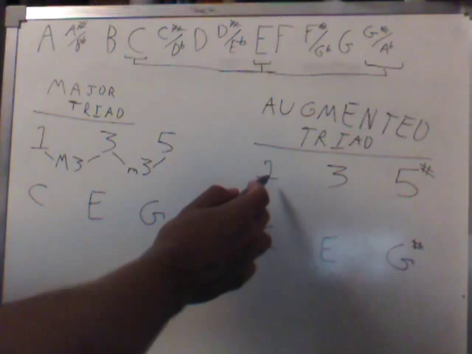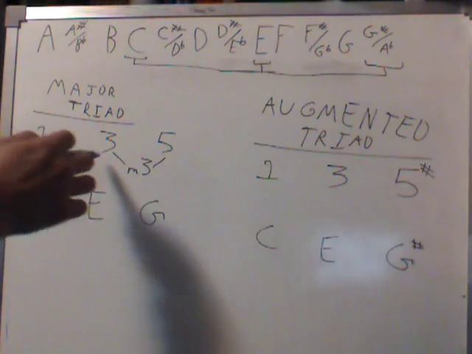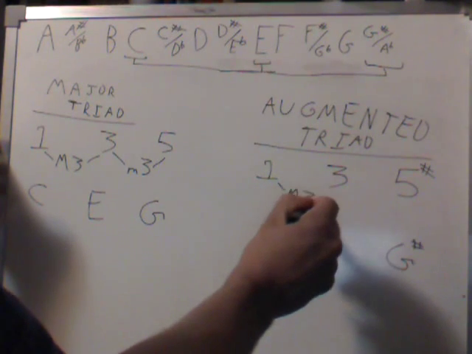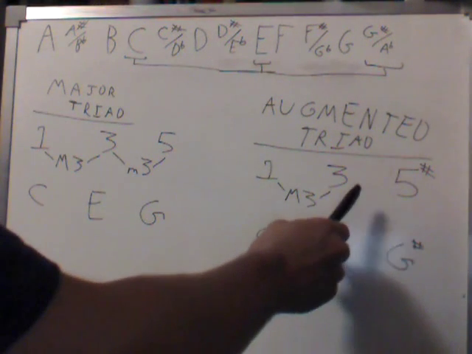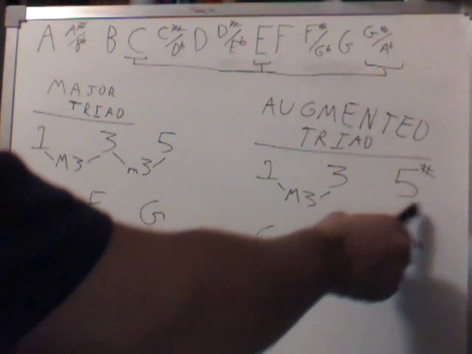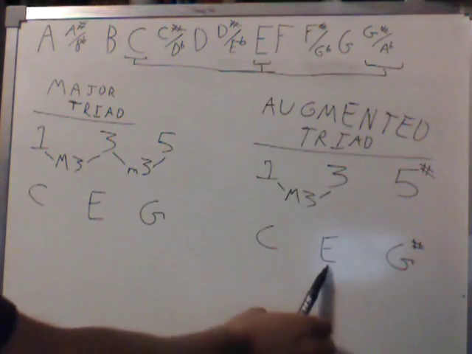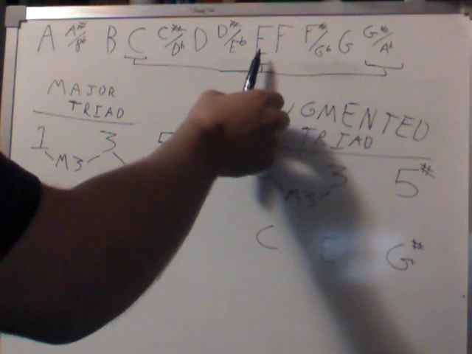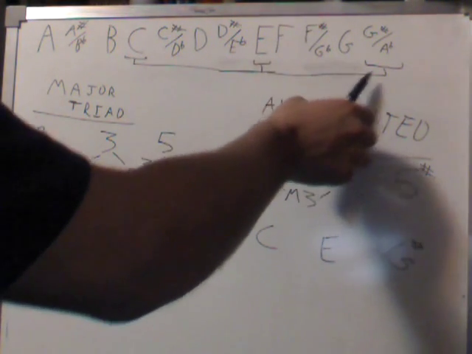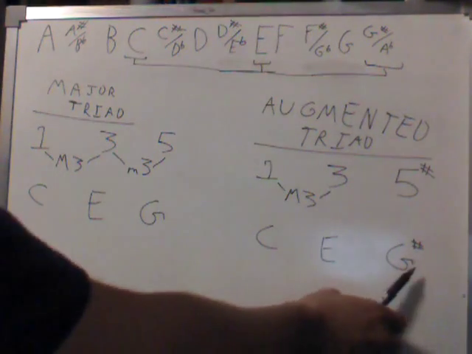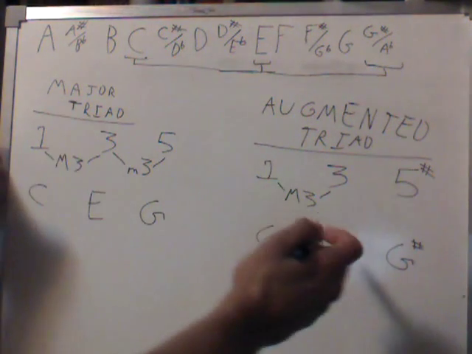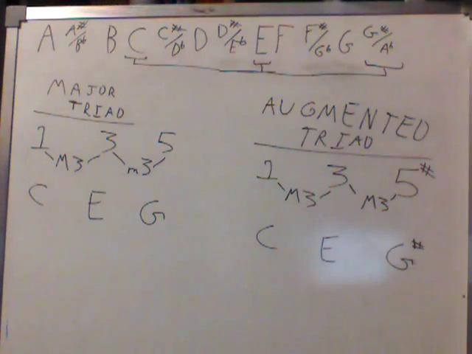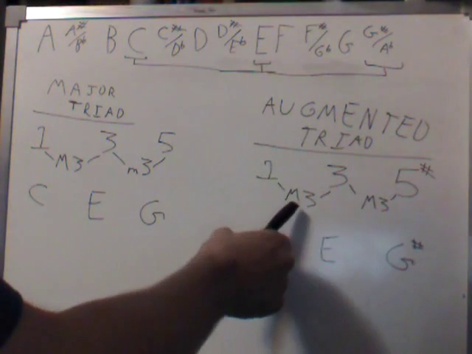What's the distance in between the 1 and the 3? Well, it's the same distance as in the major triad. It's just a major third. And then what's the distance between the third and the sharp 5? Well, we go from E. That's our E. We're going to go up by semitones: 1, 2, 3, 4. 4 semitones from E to G sharp. And we get a major third. So an augmented triad is built off of major thirds.